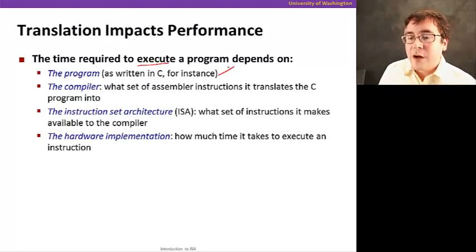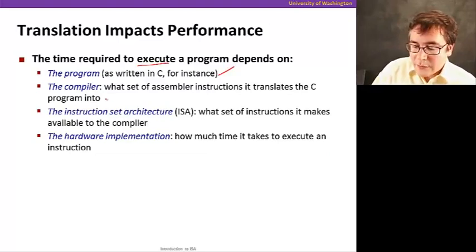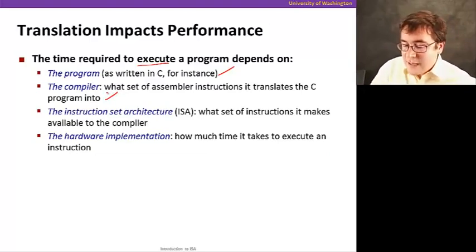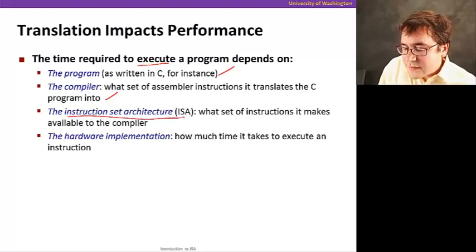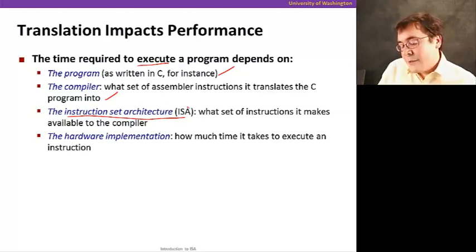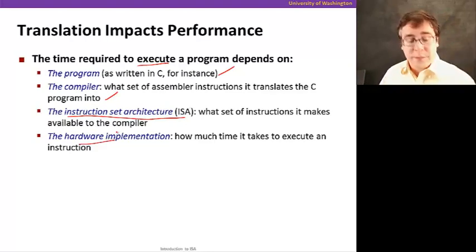So just to repeat what I just said, the time required to execute a program depends on the program itself, what algorithm you've used, and how the compiler translates that code written by the programmer into assembly instructions. It also depends on the instruction set architecture, which is a set of basic instructions offered by the processor to the compiler or to whoever is writing assembly code. And then ultimately, of course, the program performance is also a function of the actual hardware implementation, how the hardware itself is organized to execute those instructions.